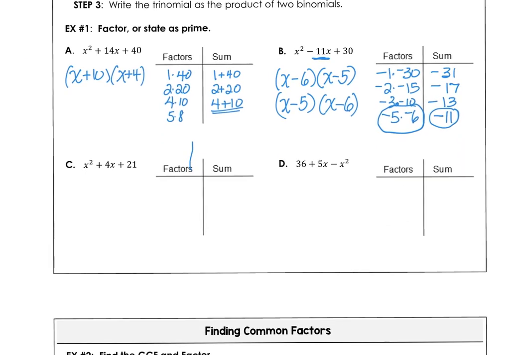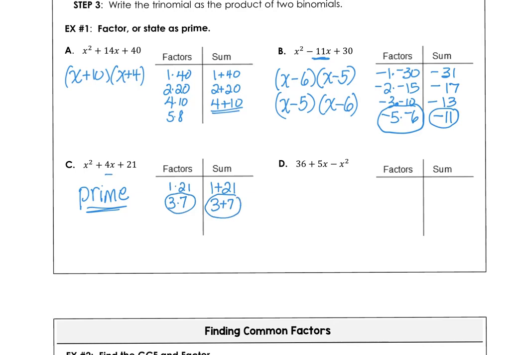How about part C? We want factors of 21 that sum to give positive 4. So this is the guess and check method. We have 1 times 21 and 3 times 7. So 1 plus 21 is not what we want, and 3 plus 7 is not what we want. And this would be considered relatively prime. We can get factors that multiply to be 21, but they add up to be positive 10, and we wanted positive 4.